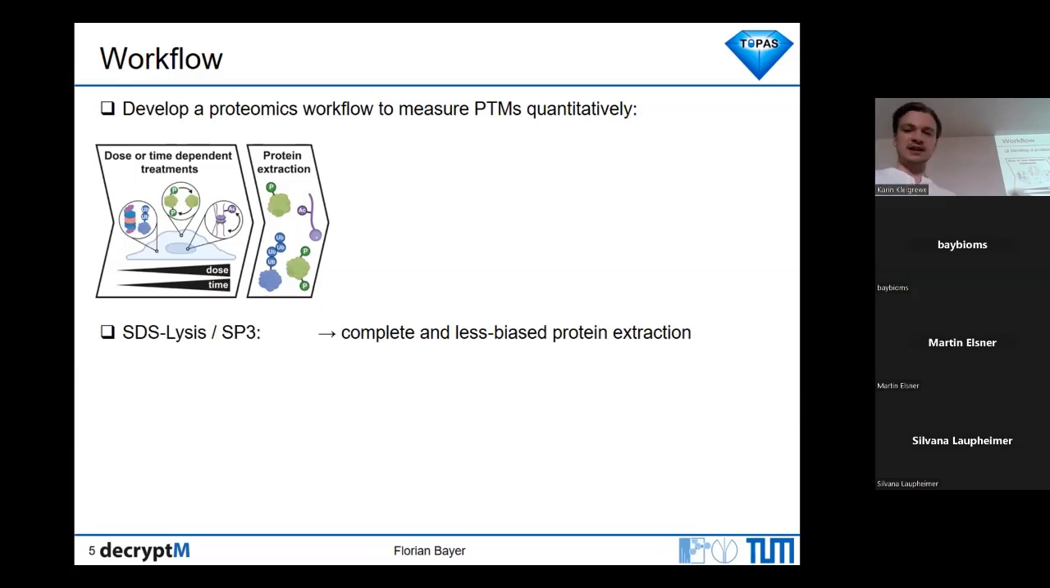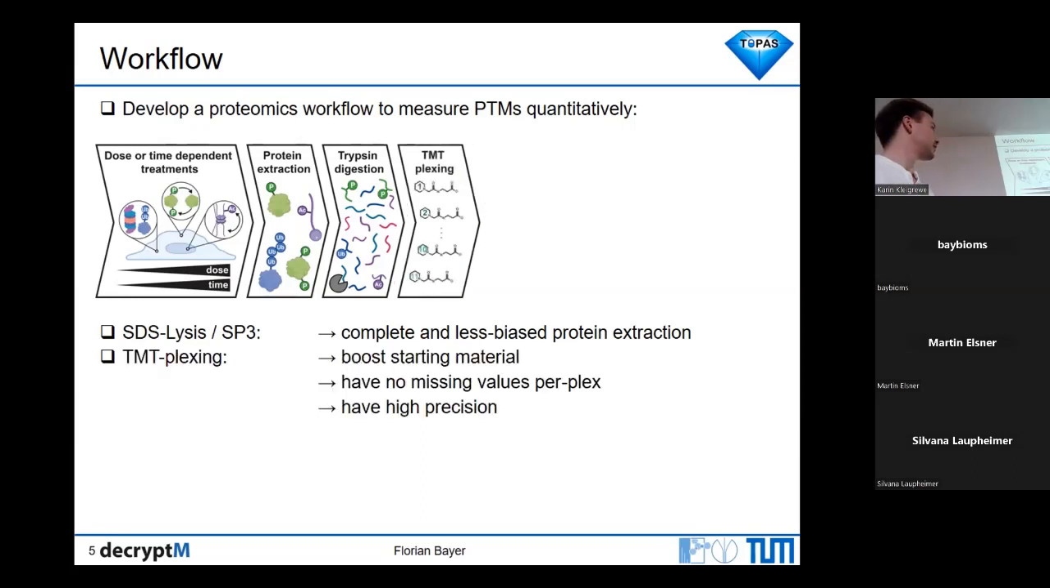We do this SDS lysis, which is really harsh and gets you all the proteins, and it's better than the urea protocols we had before. Then we combine it with SP3 cleanup, because SDS is not really compatible with mass spectrometry. Then we do bottom-up proteomics, so we need trypsin to get our peptides, and we get a slew of peptides that have these modifications. And now comes what Tina so nicely explained with the TMT labeling.